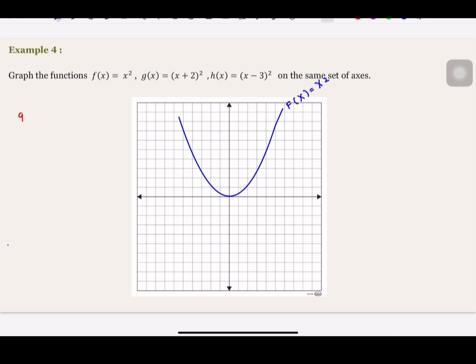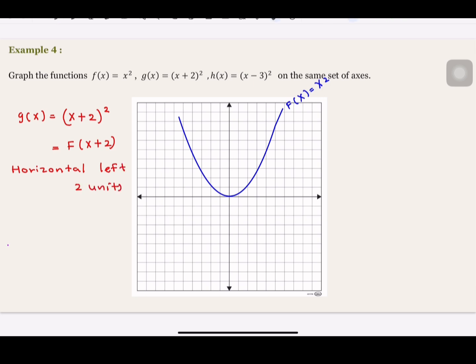Next, I'm going to get my g of x. So g of x is x plus 2 to the power 2. So this is similar to f of x plus 2. So here the constant is being added to x, not outside of the function, which means this is going to be a horizontal shift. And since here you have plus the constant, it is going to be a left move by 2 units.